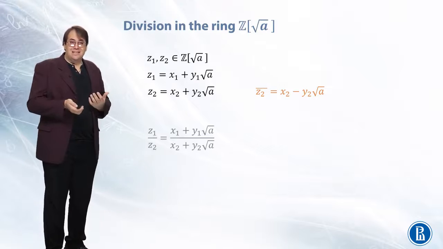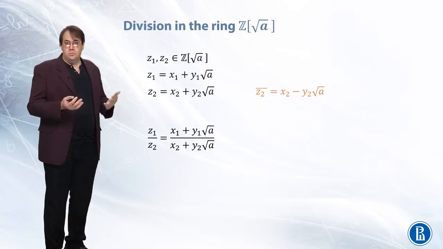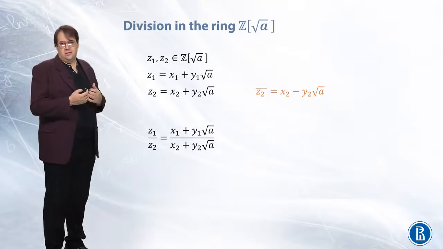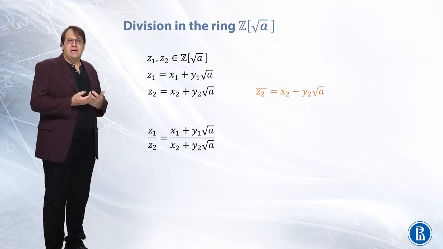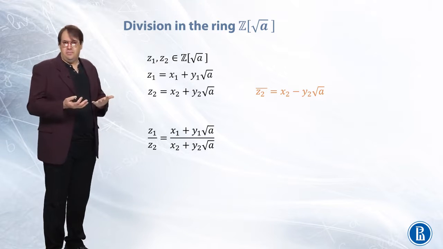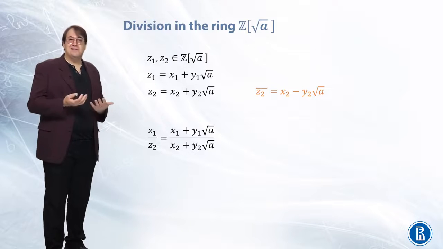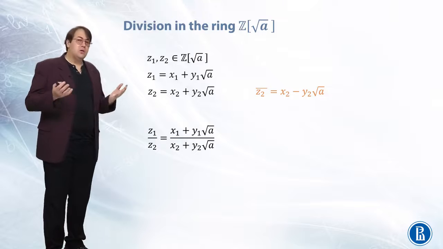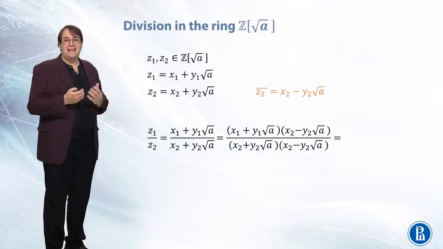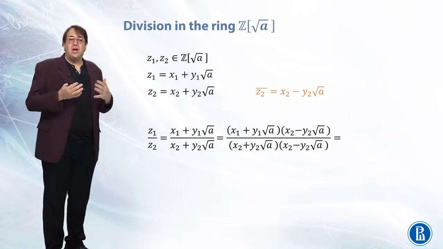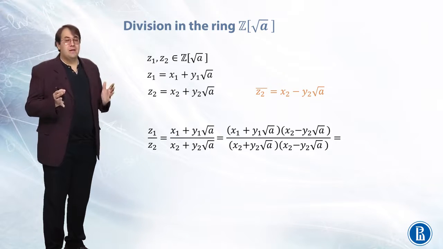So, z1 over z2 is equal to this fraction. I don't think I need to read it. But what do we do with it? Of course, we multiply the numerator and the denominator by z2 conjugated. So we gain something even more frightening and even more complicated at first sight.